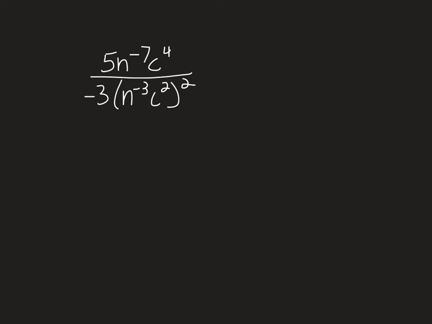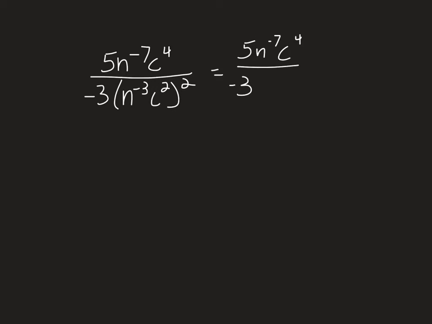Alright, so the first step here in this example is we want to get rid of the powers to a power first. So this numerator is not going to change for now. And the denominator, the negative 3, is not going to change, but what's inside the parentheses will, because I'm going to bring that exponent of 2 into the n's and into the c's.